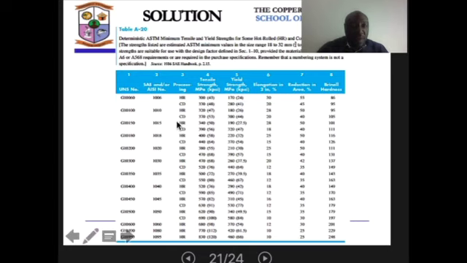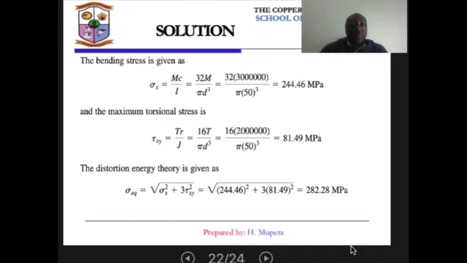From table A20, we know that we are dealing with AISI 1060, and the 1060 is here, which is hot rolled, and we know that the yield strength is 370 megapascal. That's very important. But first, you are going to find the bending stress. After you find the bending stress, then you're going to find the maximum torsional stress. After finding the maximum torsional stress, then we're going to use the distortion energy theory to find the factor of safety.